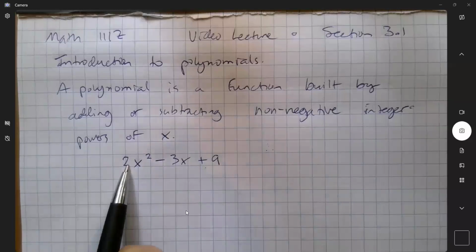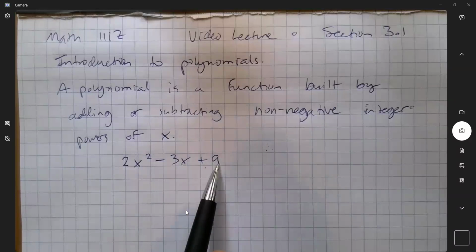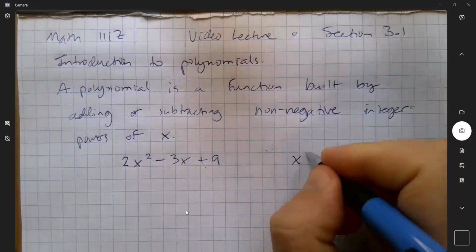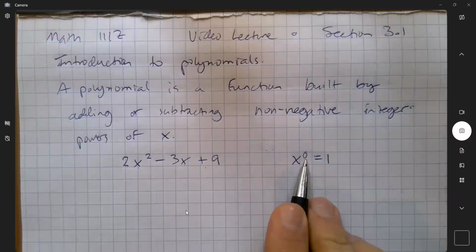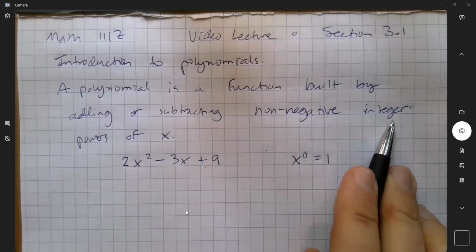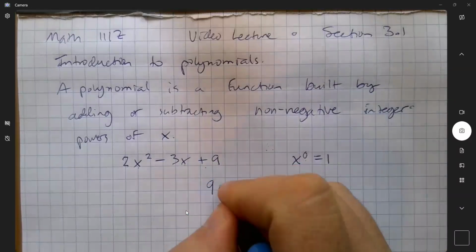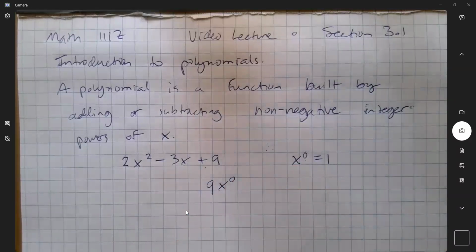You see that we have two x squareds minus 3x's and a 9. Now 9 doesn't look like it's a power of x, but remember that x to the 0 is 1. 0 is a non-negative integer. So 9 is 9x to the 0. So that constant term belongs in polynomials, no problem.